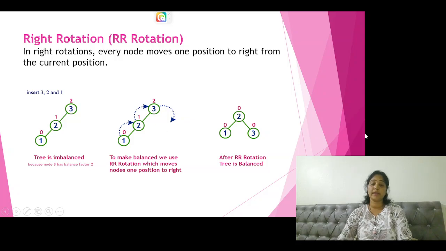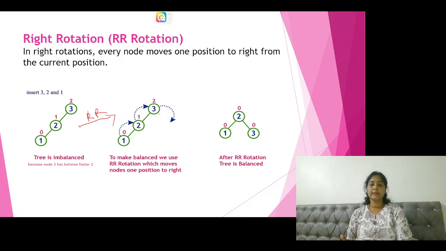Now it is not a balanced tree, so you have to apply a rotation. Which rotation do you have to apply? The RR rotation. In right rotations, every node moves one position to the right. If the tree is left skewed, then you have to do RR rotation, rotating to the right side 2 times.